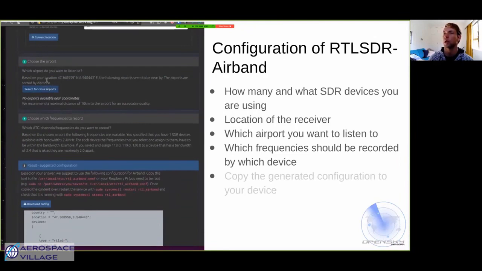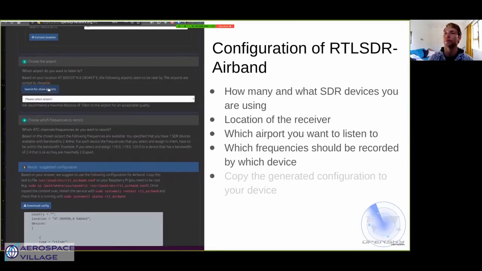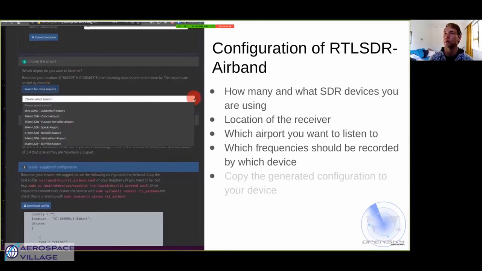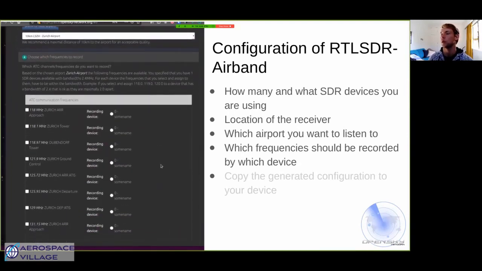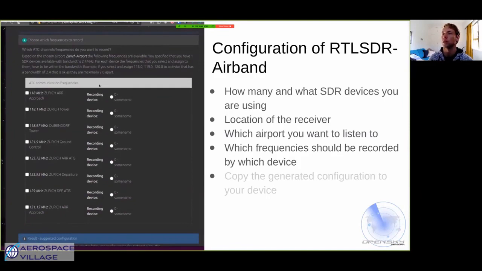Once you have specified your location, you can search airports that are close by. So in our case, we're choosing the Zurich airport. And this will provide you with a set of frequencies which are used in this airport. So you can select the frequencies which you want to record. But there is a restriction that the specified bandwidth of your device that you specified on top needs to fit all the frequencies in it.